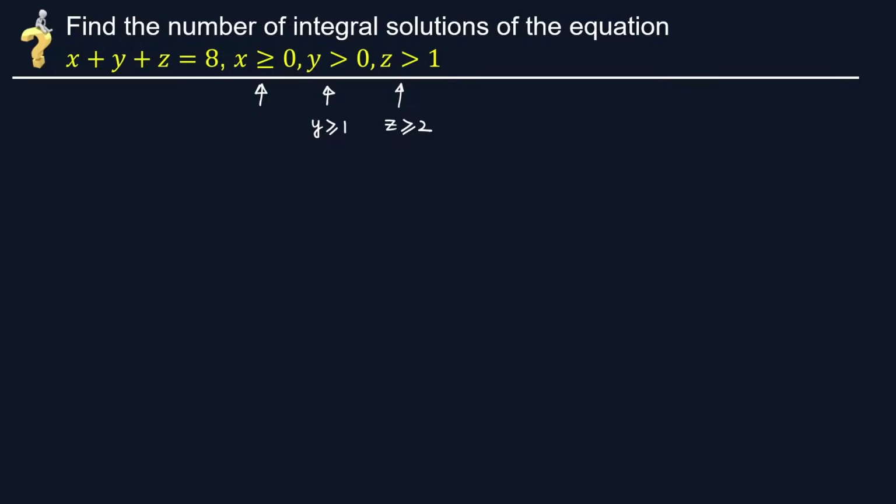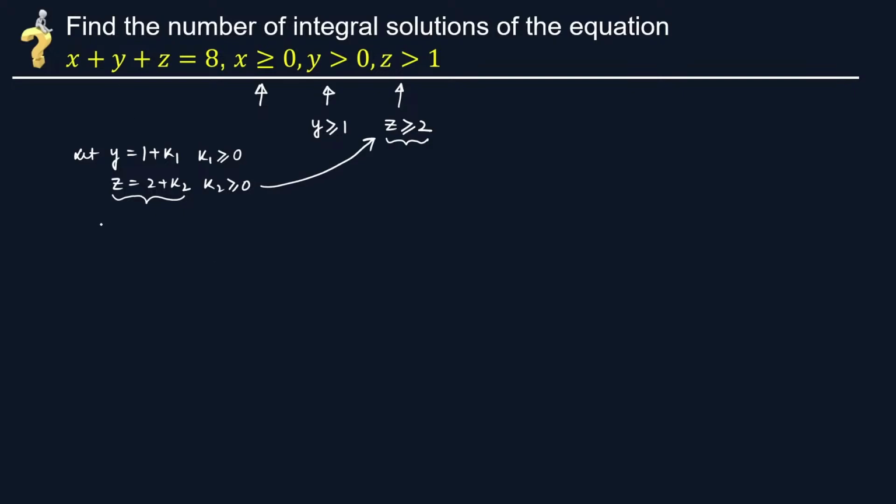No, because restriction is given to us. So what to do? By using substitution method, we will say let y equals 1 plus k1, where k1 is greater than or equal to 0, and z is 2 plus k2, where k2 is greater than or equal to 0. Are you getting my point? Z is greater than or equal to 2, and we have taken z as 2 plus k2, where k2 is greater than or equal to 0, which fulfills this condition.